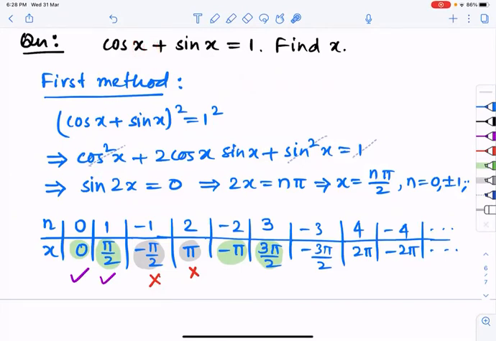3 pi by 2 বসালে sin 3 pi by 2, sin 3 pi by 2 is minus 1, it is 0. এটাও satisfy হচ্ছে না. So this is also not satisfied. This is also not satisfying the equation.